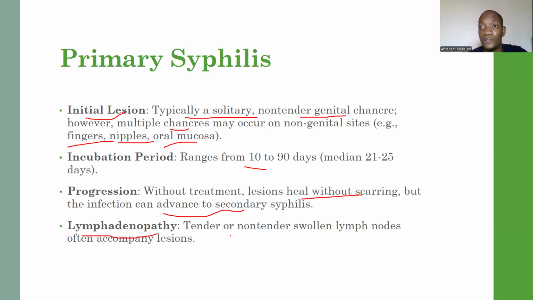And this is a point to note because other sexually transmitted diseases, as we're going to see in the subsequent videos, you will find that their lymph nodes are either unilateral and maybe tender. But in syphilis, they can be bilateral, tender, or non-tender. So that is also key because it helps to distinguish it from other conditions that can give you a chancre.